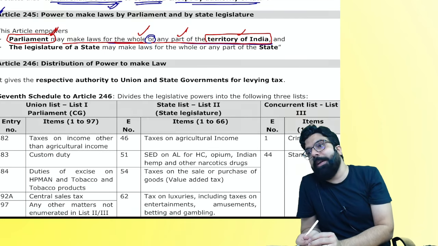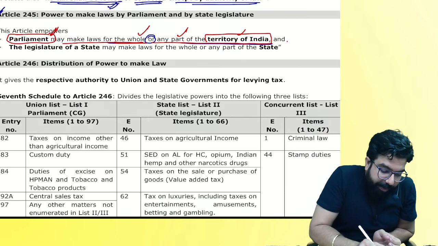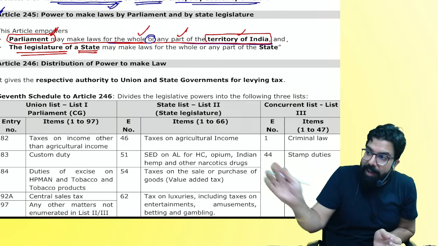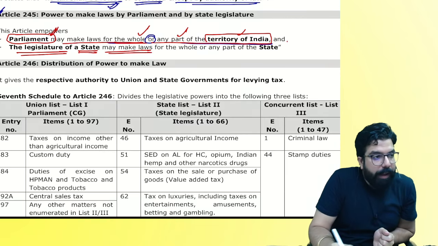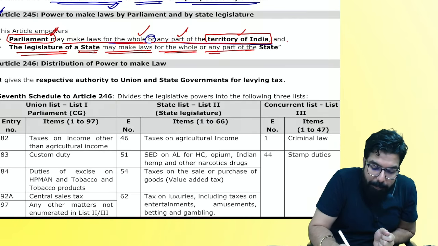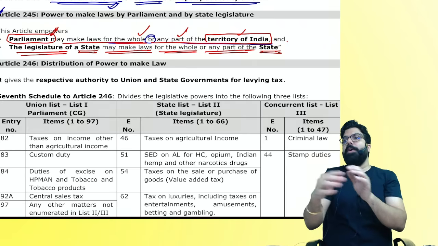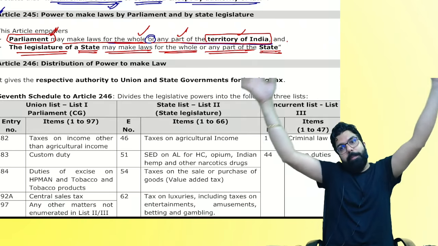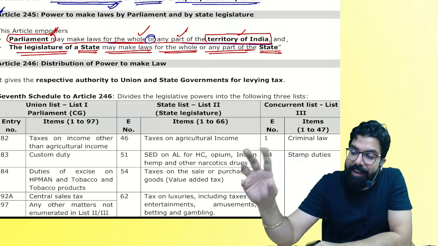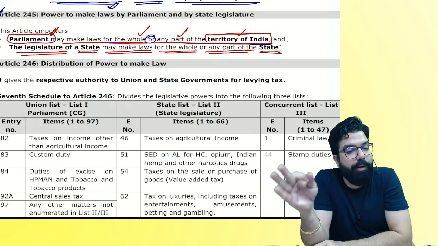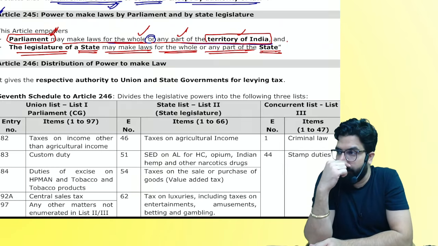Parliament. It means the Lok Sabha and Rajya Sabha. And the state legislature, the state's Vidhan Sabha, if they are making a law, it will be applicable to the whole or any part of the state. So tell me one thing, if Parliament makes a law, it will be applicable to the whole of India. If the Karnataka state legislature makes a law, it will be applicable only to the state of Karnataka. Are we clear, everyone?